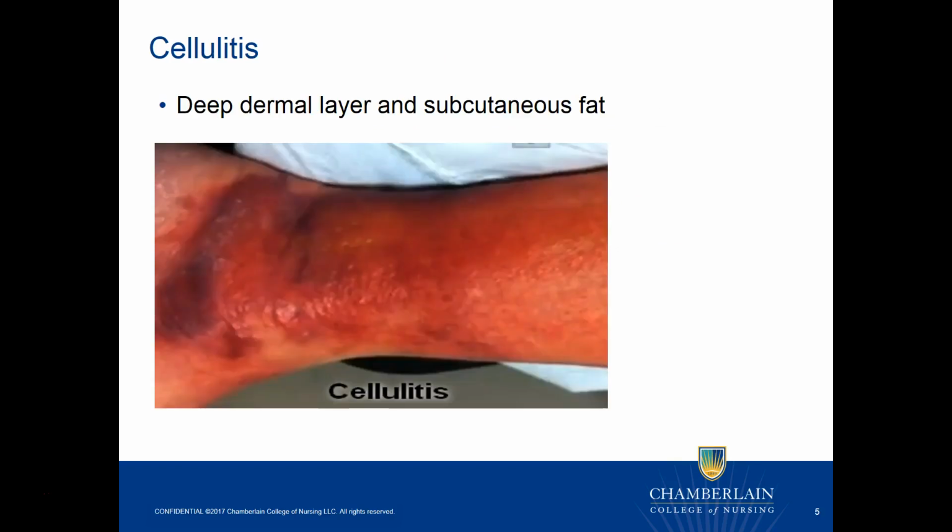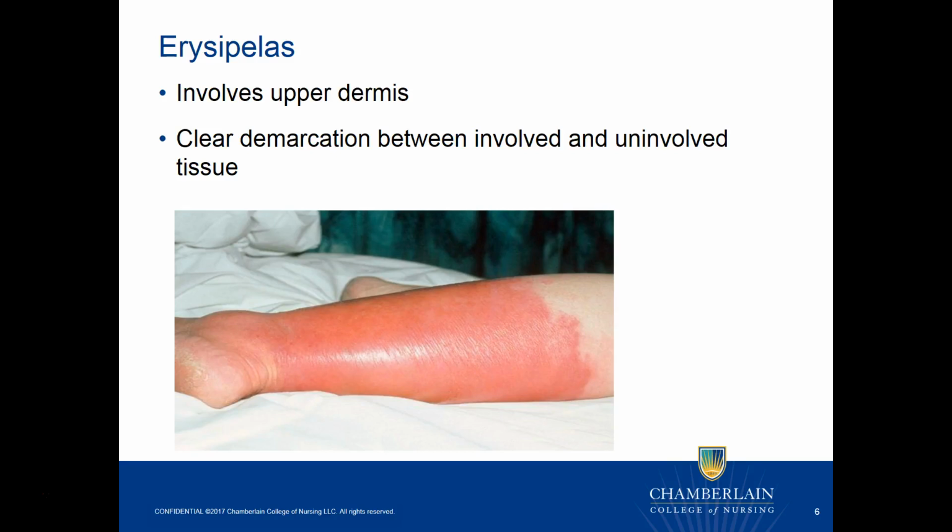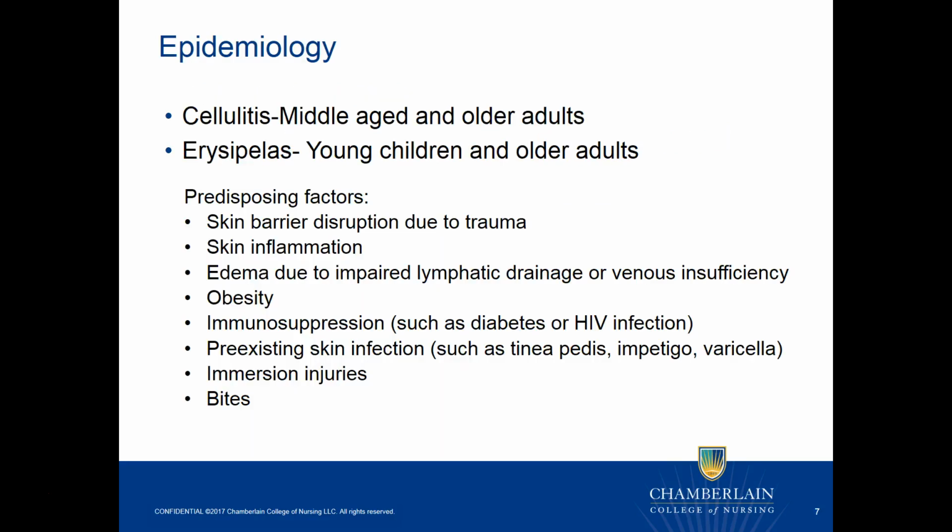Cellulitis involves the deeper dermis and subcutaneous fat. Erysipelas, in contrast, involves the upper dermis, and there is clear demarcation between involved and uninvolved tissue. Cellulitis is observed most frequently among middle-aged individuals and older adults. Erysipelas occurs in young children and older adults.